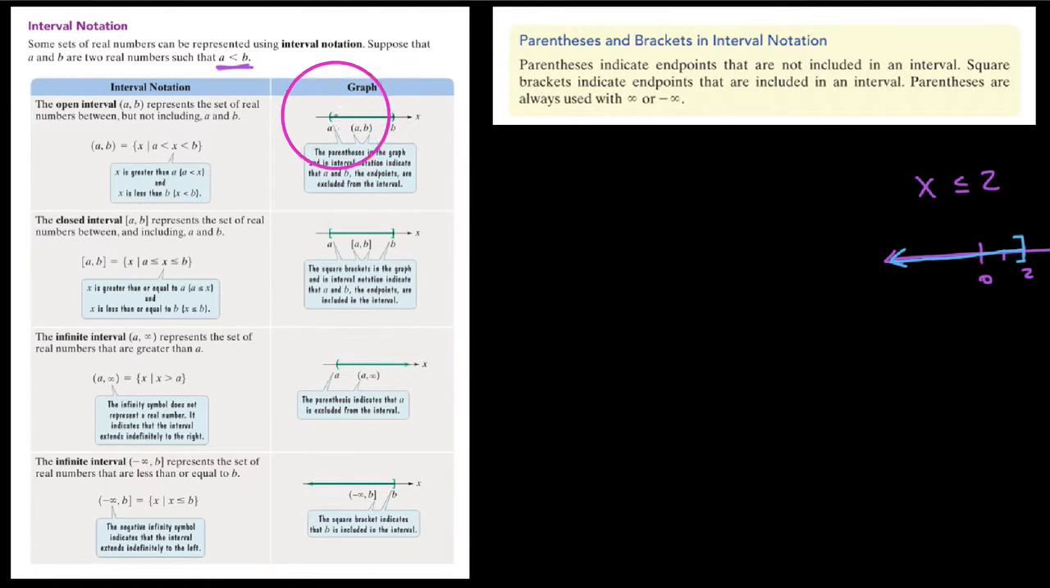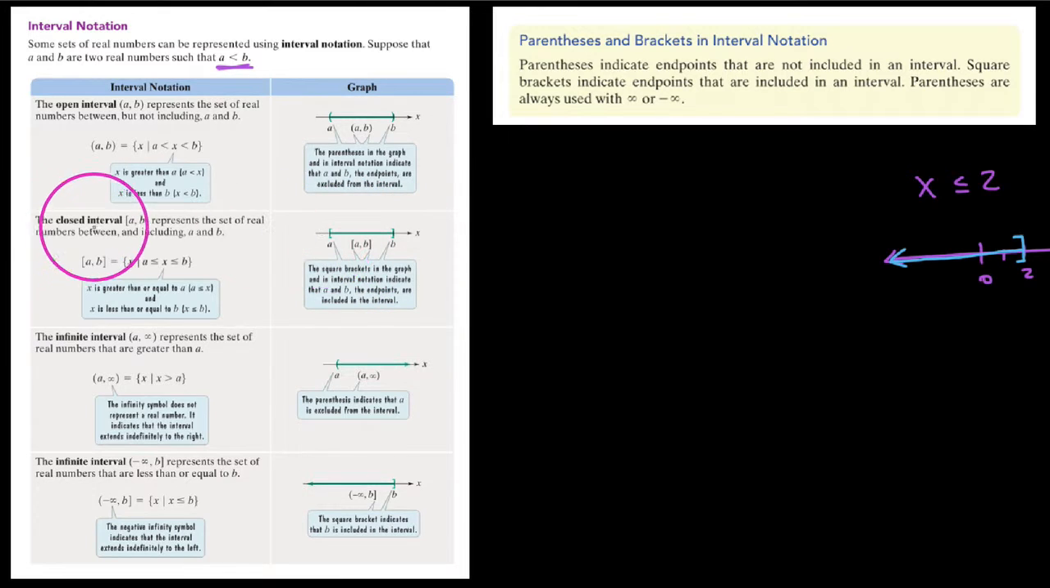Open basically means when you look at this number line here, we say A is to the left of B. Perhaps I want to illustrate all of the numbers between A and B, but I don't want to include A and B. So you'll notice here, if you can read this, it says the parentheses in the graph and in the interval notation indicate that A and B, the endpoints, are excluded from the interval. So we would not include those endpoints, but everything in between we would include.